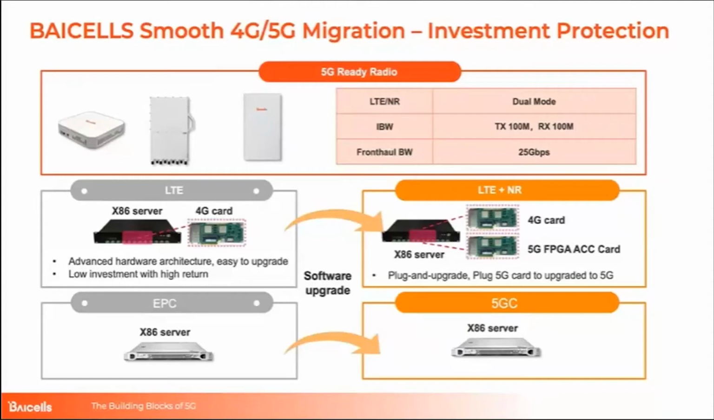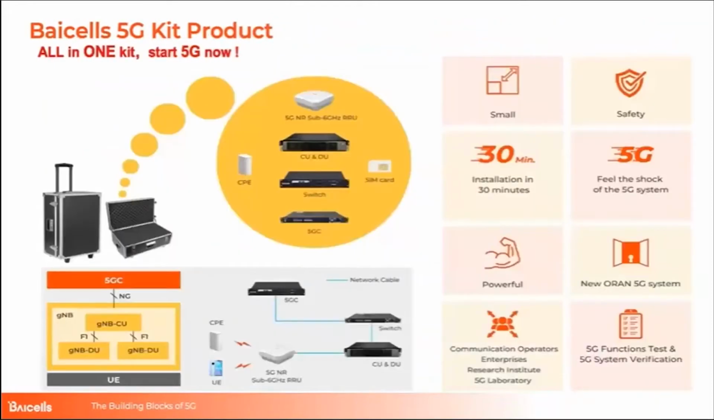And the EPC is in the cloud, and it's based on an x86 server. So all you need to do to upgrade is just get the 5G cards. There are two different ways to upgrade, but this is the most common one. You can actually have 4G cards in the 5G BBU as well. So it's dual hybrid technology, and it's ready.